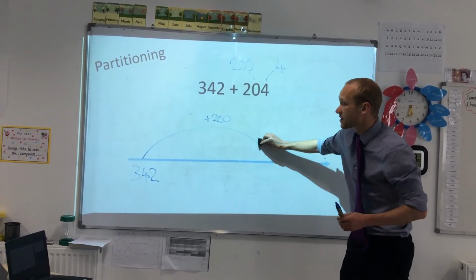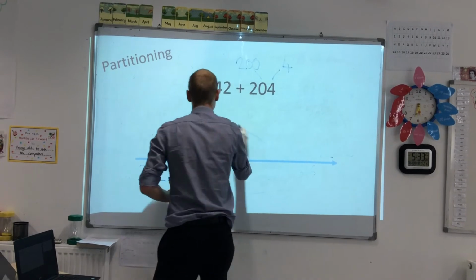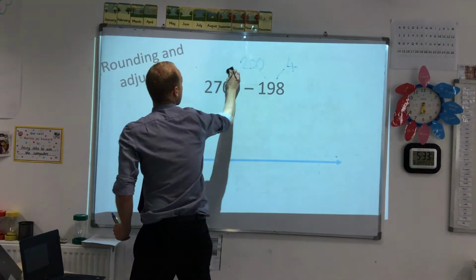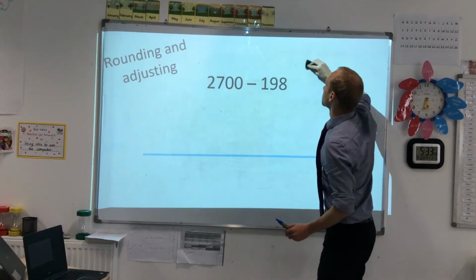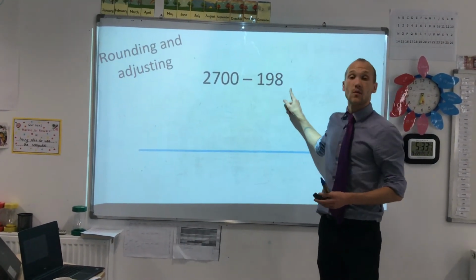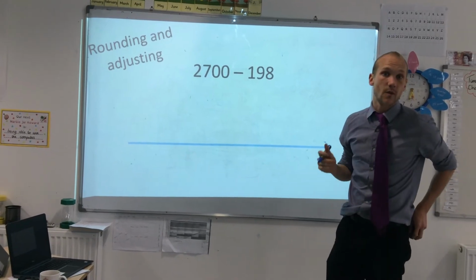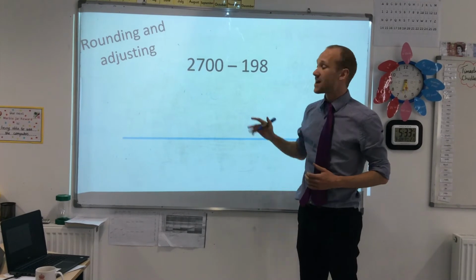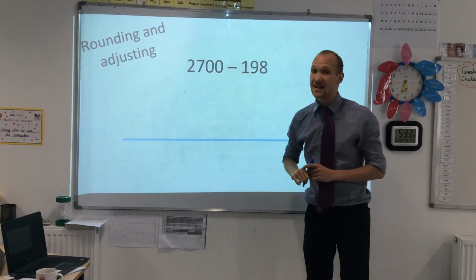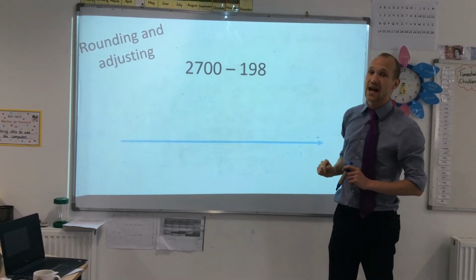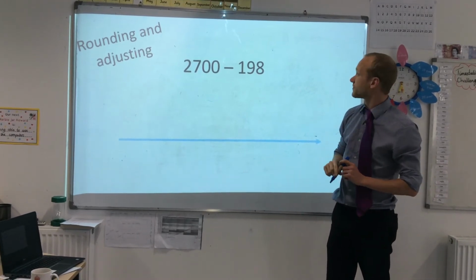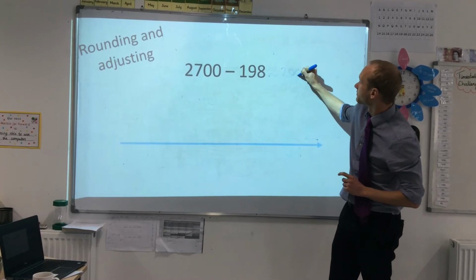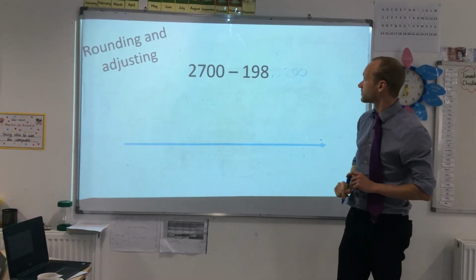Our last strategy is going to be rounding and adjusting. We use this strategy when we have a near multiple. It can be useful when we've got a near multiple. So here I've got 2,700 take away 198. And I know that 198 is nearly 200. It's almost 200. It's just 2 fewer than 200.